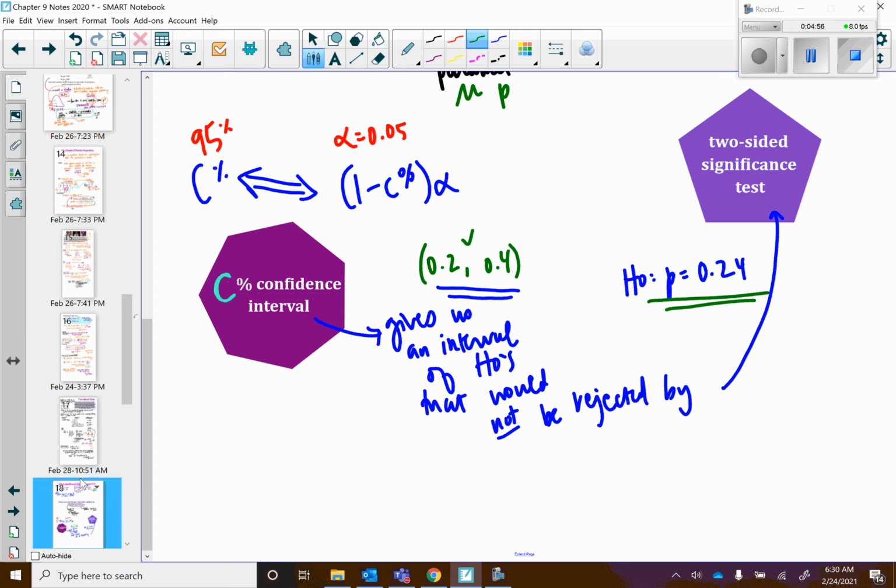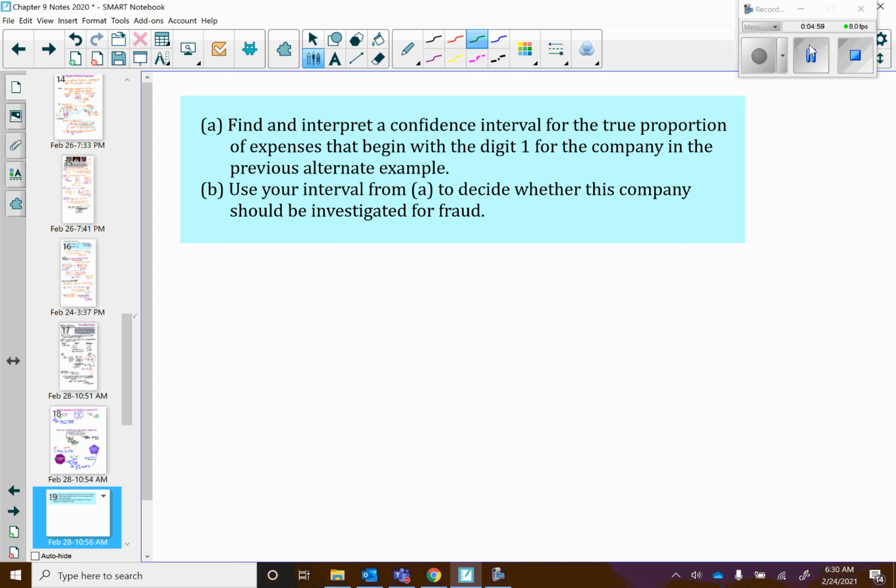We would say we think this is true because it comes in our interval. Let's look at our last example in a different light. Find and interpret a confidence interval for the true proportion of expenses that begin with the digit 1 for the company in the previous example, and then should your company be investigated for fraud. Now, we technically know the answer to B. When we did this problem in class, we said yes, this company should be investigated. However, we are going to see that this answer for B is the same whether we do a significance test or a confidence interval.